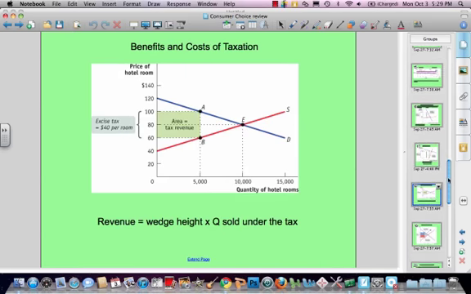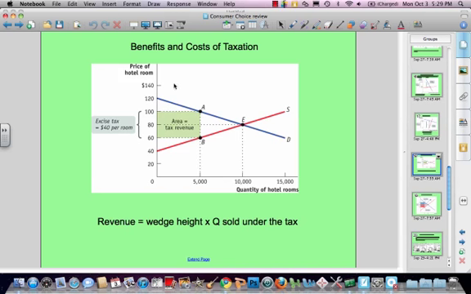Here, just a quick reminder: if somebody asks you about benefits and costs of taxation and how much revenue is generated, here it is, right here. It's the amount of the tax times the quantity that's being taxed.